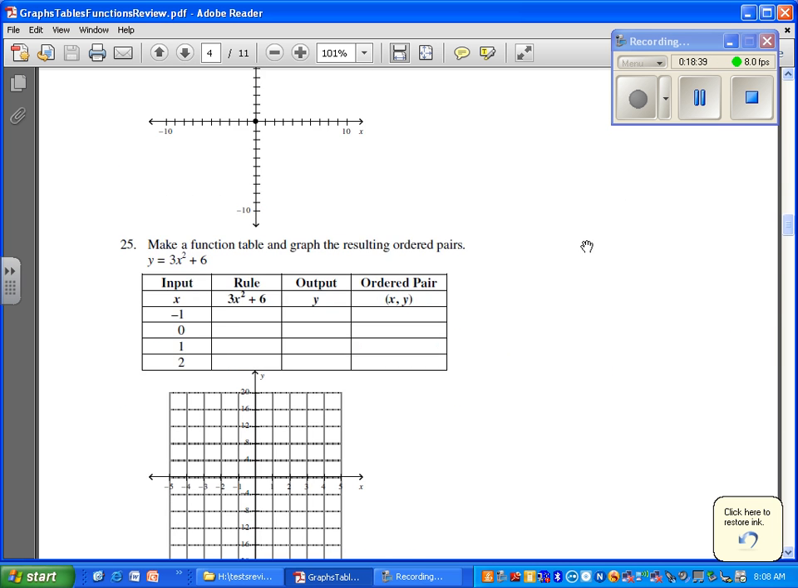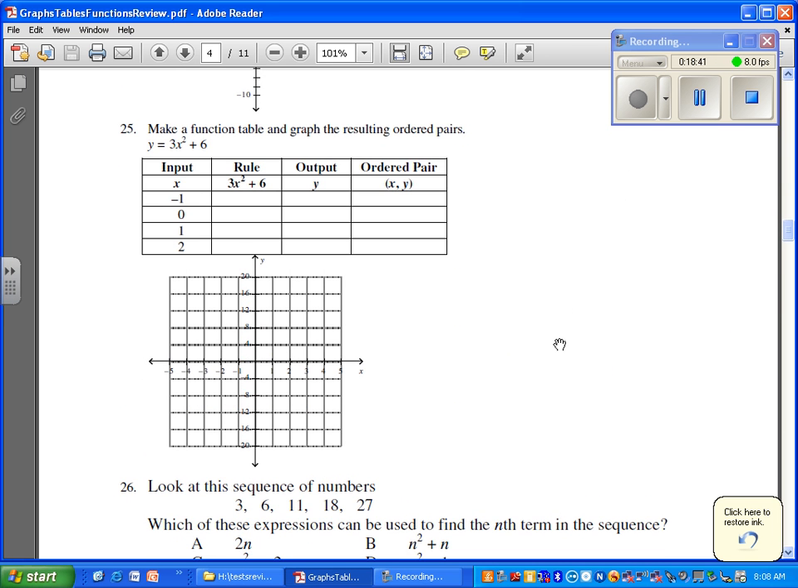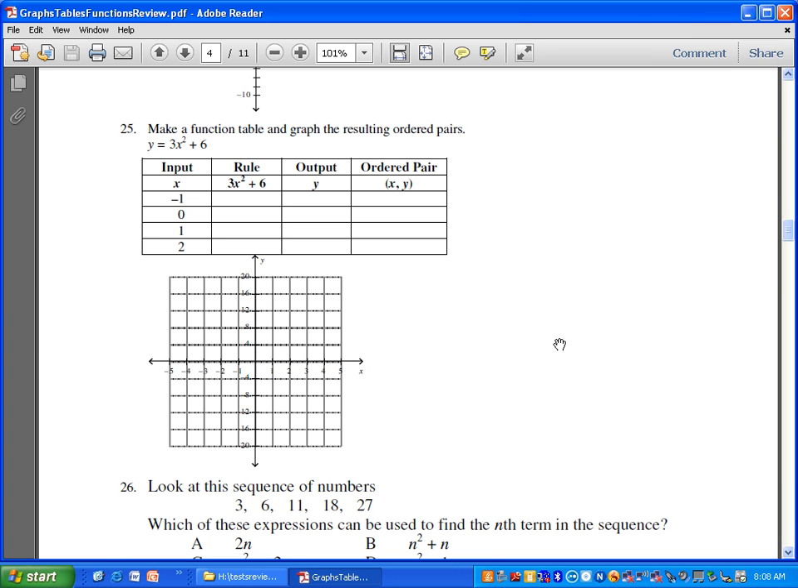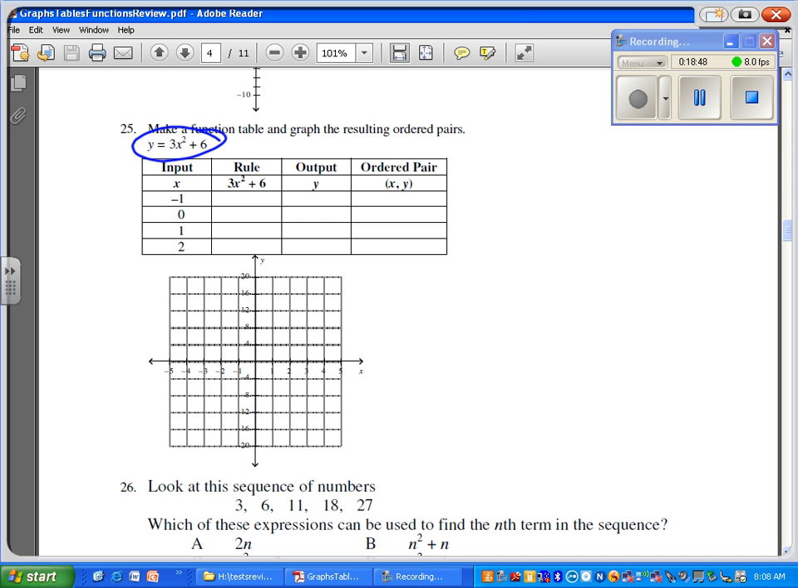All right, let's move to 25. Make a function table and graph the resulting ordered pairs. So we have a function here, and we're going to create a table using the inputs that they've provided here in our x row. So under our rule, we're just going to plug in our x values. So 3 times (-1) squared plus 6. 3 times 0 squared plus 6. 3 times 1 squared plus 6. 3 times 2 squared plus 6.